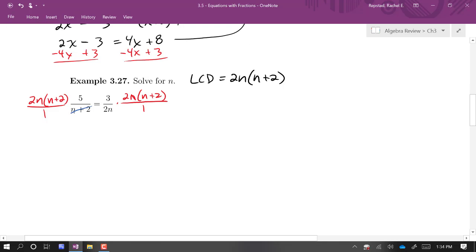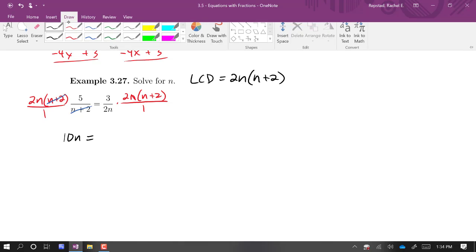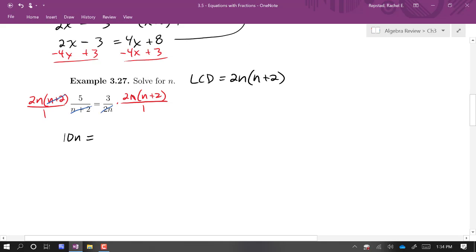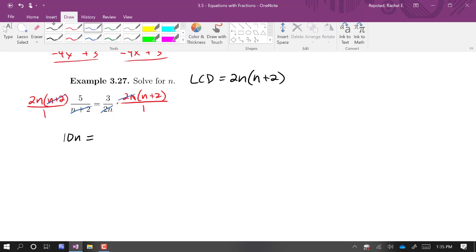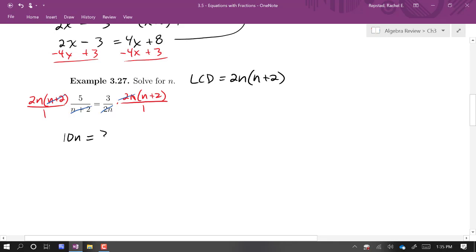I'm going to do some canceling here, n plus 2 with the n plus 2 on the left side, which leaves me with 2n times 5, or 10n. And on the other side, I cancel those 2 n's, which is really canceling the 2 and canceling the n. And that leaves me with 3 times n plus 2. Again, now we have an equation with no fractions that happens to be linear. We know how to solve this. We'll distribute that 3.